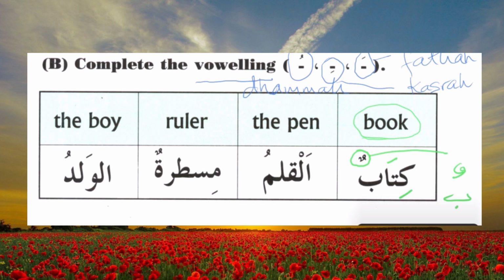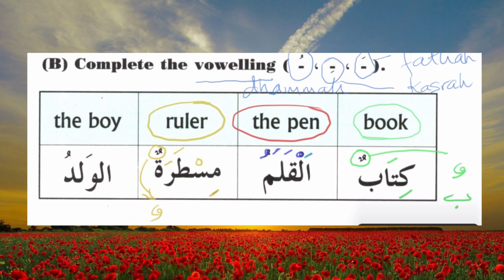Then the next word, the pen, is al-qalamu. And there's the a, l, qa, la, and mu. Al-qalamu. So the u is the circle on top of the mu. The next word is ruler or a ruler, which is mistaratun. Mis, ta, ra, tun. And once again, the un, we will write like this, right? So, mistaratun, we will write like that.